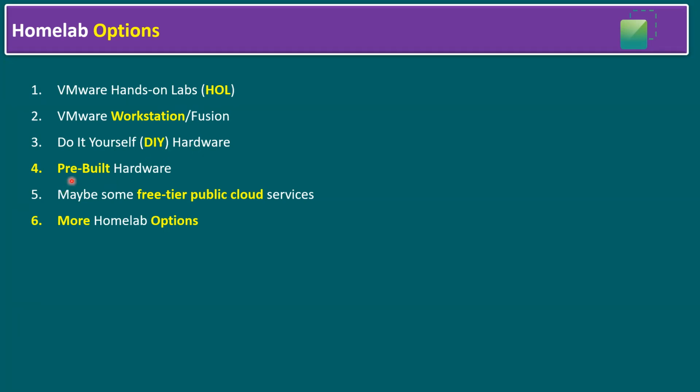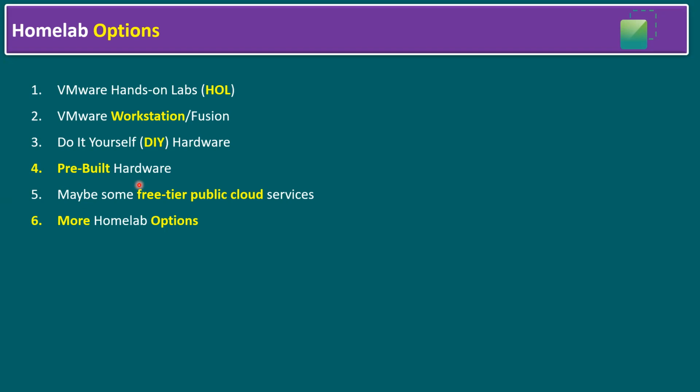And the fourth point is pre-built hardware. Even some home lab kits are available these days. One example is Intel NUC, or you can use Asus, Supermicro, and so on. There are so many other vendors also available. They have pre-built home lab kits.